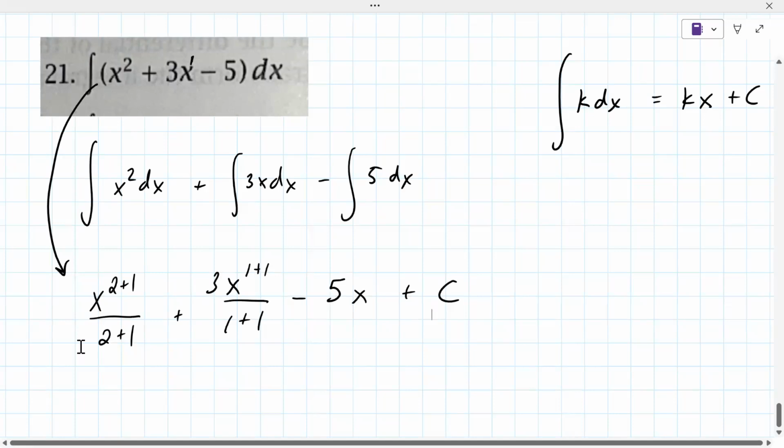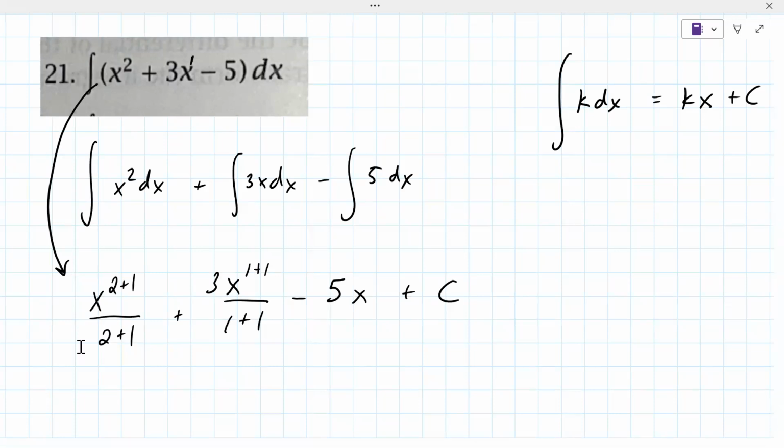So x cubed over 3 plus 3x squared over 2 minus 5x plus c. All right, so it might be good for you to try 22 if you want, or we can just keep moving on. It's up to you. Let's do 22. Work it out as far as you can. It's really similar to what we just did.